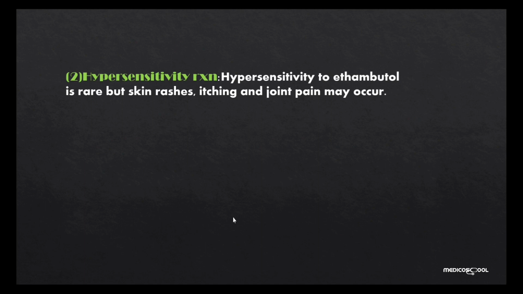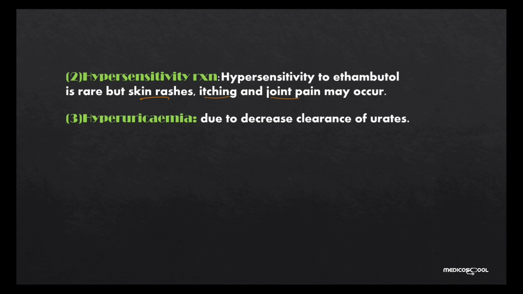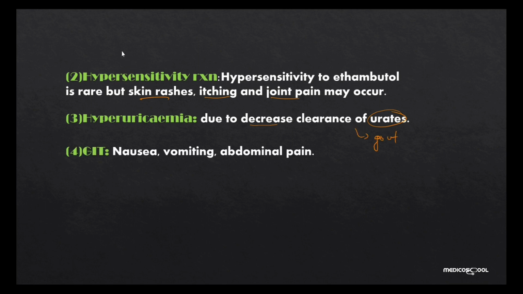It also causes hypersensitivity reactions, but they are very rare and may be in the form of skin rashes, itching, joint pain, and myalgia. It also causes hyperuricemia due to decreased clearance of urates by ethambutol, and this hyperuricemia can exacerbate gout. It also causes GI disturbances like nausea, vomiting, and abdominal pain.